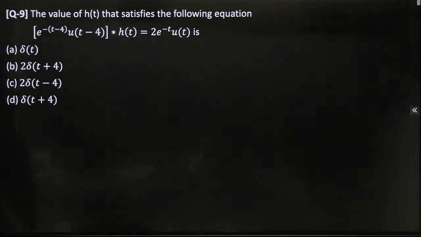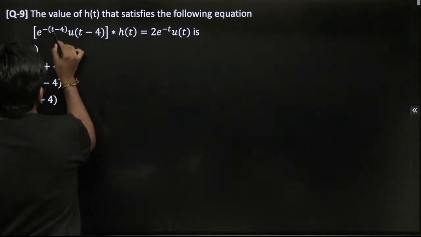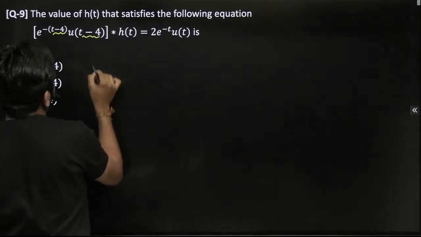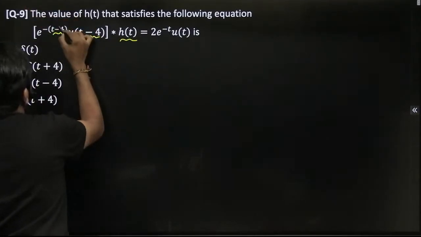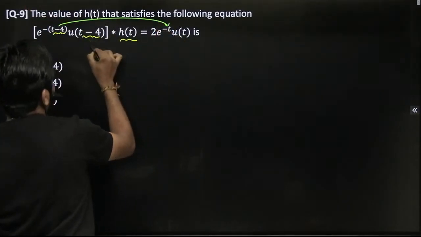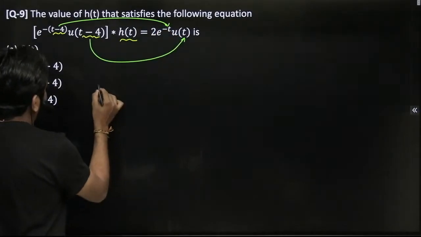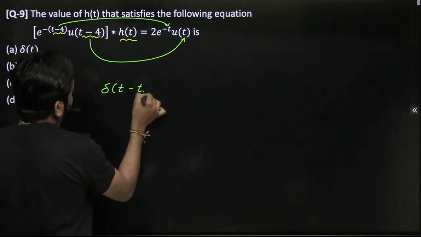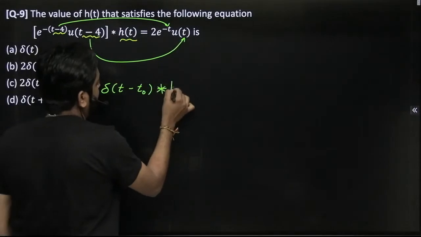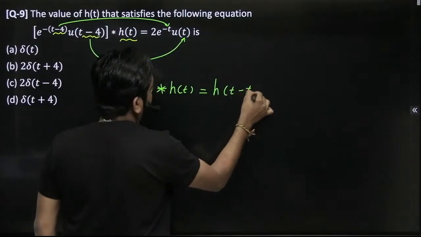So here, which option should be the correct answer? Now see here. This is t minus 4, here also t minus 4. Okay, this is h of t. Now see, this t minus 4 becomes t, guys. Here also t minus 4 becomes t, correct? Now you know the property: delta of t minus t naught convolved with h of t is nothing but h of t minus t naught, correct?